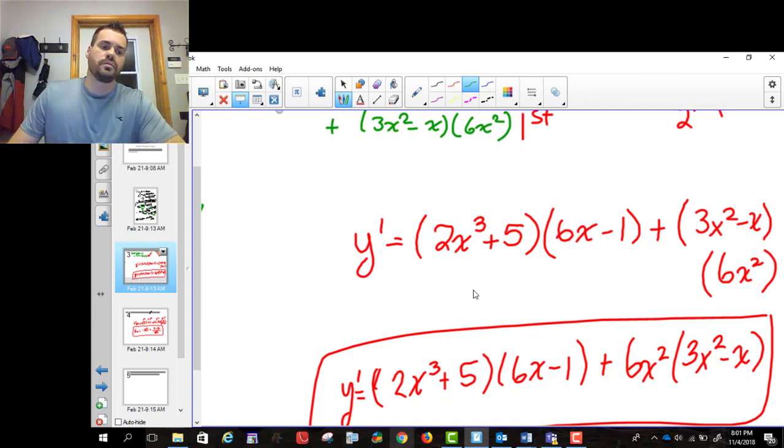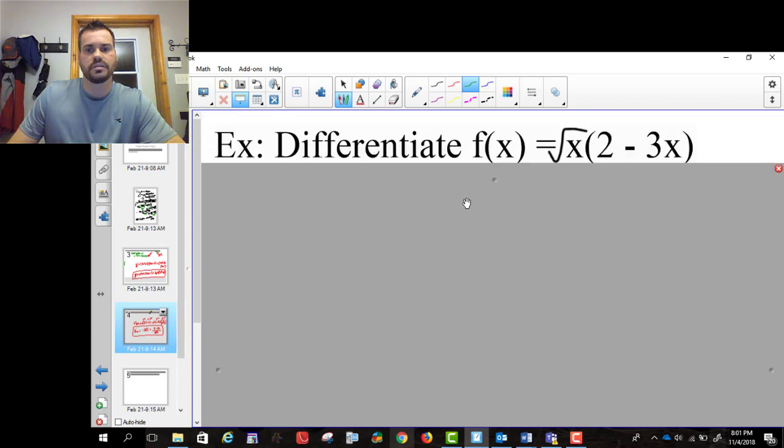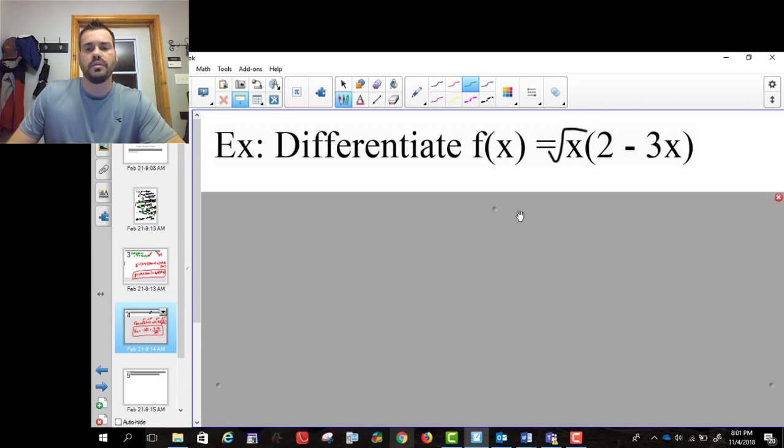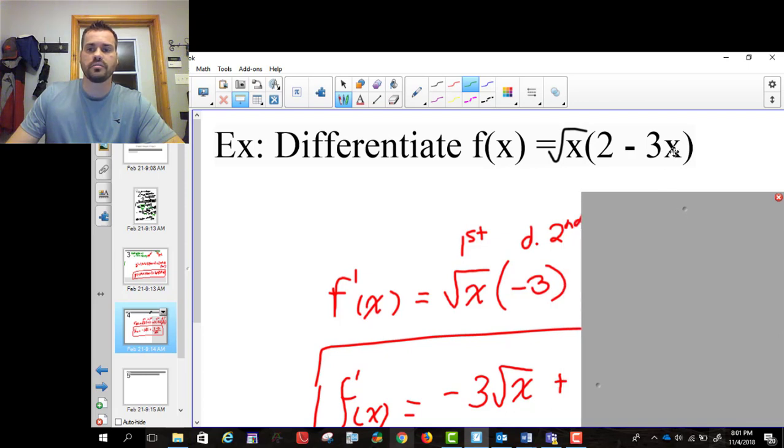Okay? So here's another example. Same idea, except this one is the square root of x and 2 minus 3x. So we start out by taking the first function, which is root x. We multiply it by the derivative of 2 minus 3x. The derivative of 2 is 0, and the derivative of minus 3 times x is minus 3. Okay, because the derivative of x is 1.